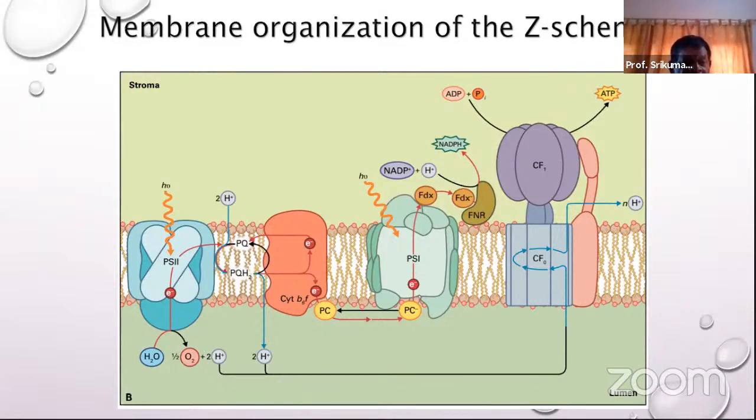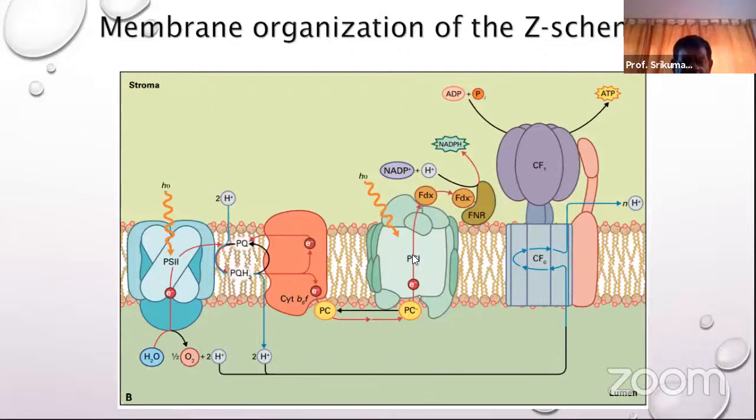So as a consequence, the stromal pH increases from 7 to 8, and the magnesium concentration increases from 1 to 3 millimole to 3 to 6 millimole. So this change in stromal pH and magnesium concentration complements the Ferredoxin Thioredoxin system, as well as it activates some of the enzymes of the Calvin-Benson cycle, like fructose 6-phosphatase, sedoheptulose bisphosphatase, and Rubisco.